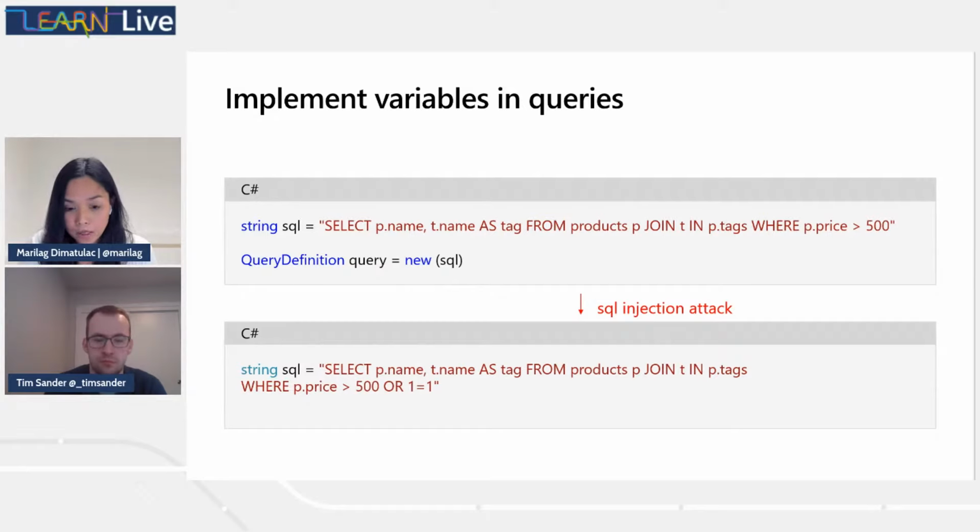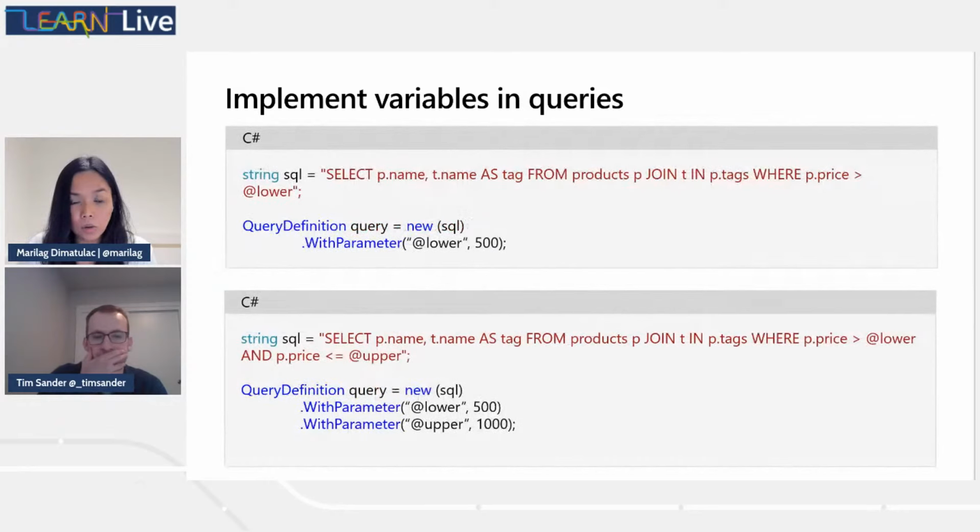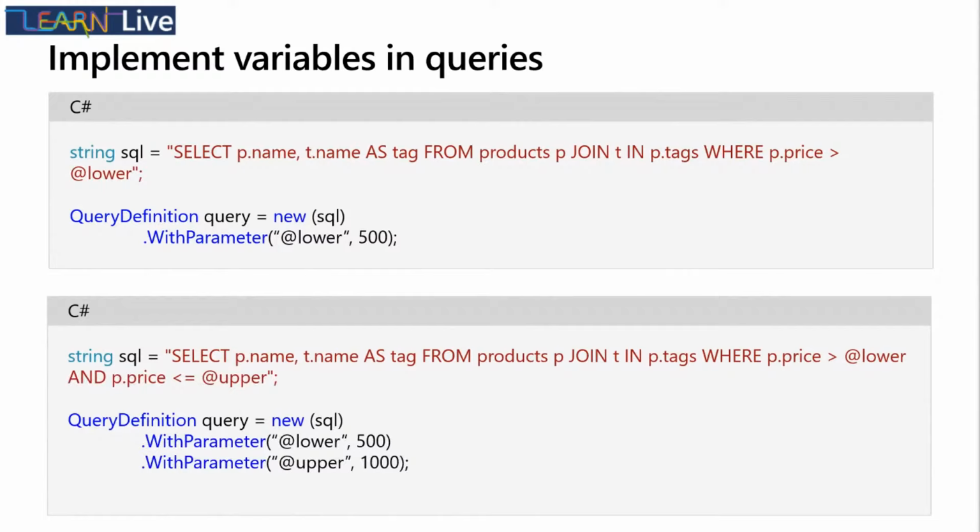So you really need to, of course, first of all, validate your inputs. But there's actually a better way to do this in your SDK using the parameterized query. So with the SDK, you can use the WithParameter statement. For example, here I have my string, I have my select statement, I have my filter where p.price is greater than, and then you define your parameter with an at sign, @lower, and this is your whole string.